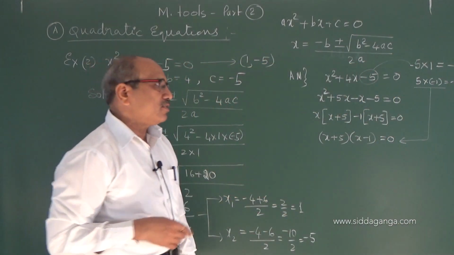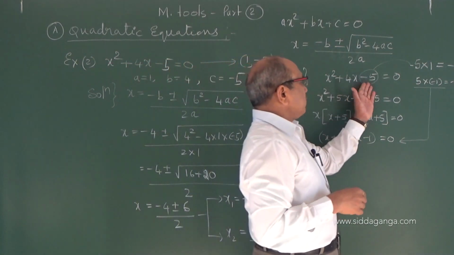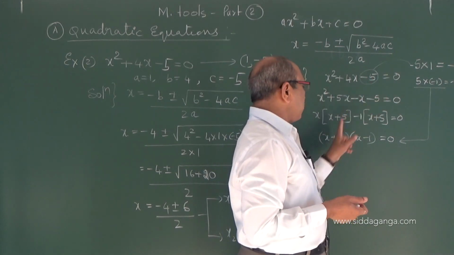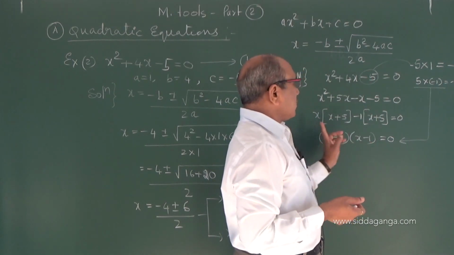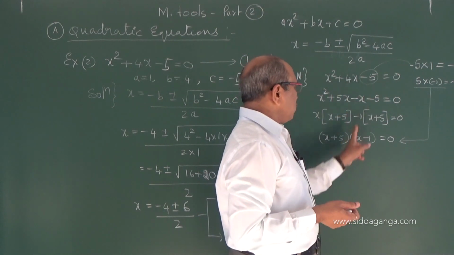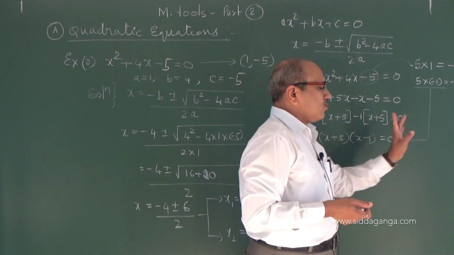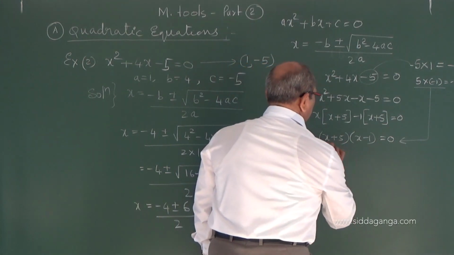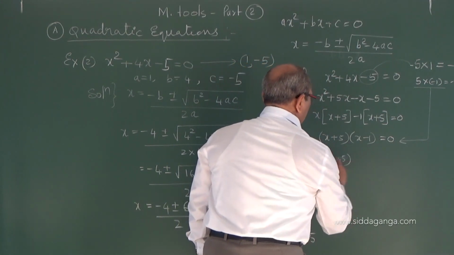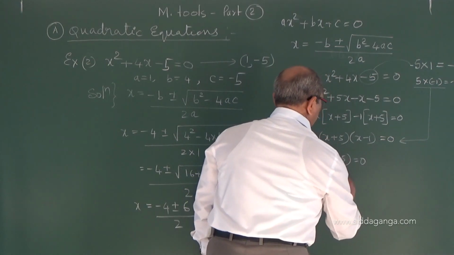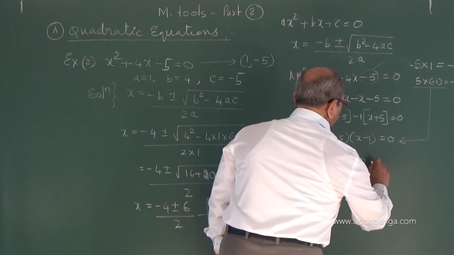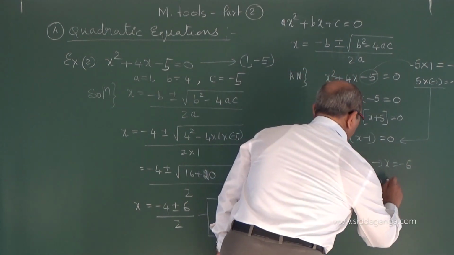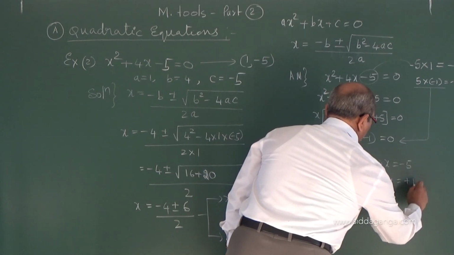When you become experienced, seeing this minus 4, 5 into 1 is 5, therefore it may be plus 5 and it may be minus 1. You can directly write from this step to this step x plus 5 into x minus 1 equal to 0. So this implies the possible values of x: x plus 5 equal to 0 or x minus 1 equal to 0, which implies x equal to minus 5 or x equal to plus 1.